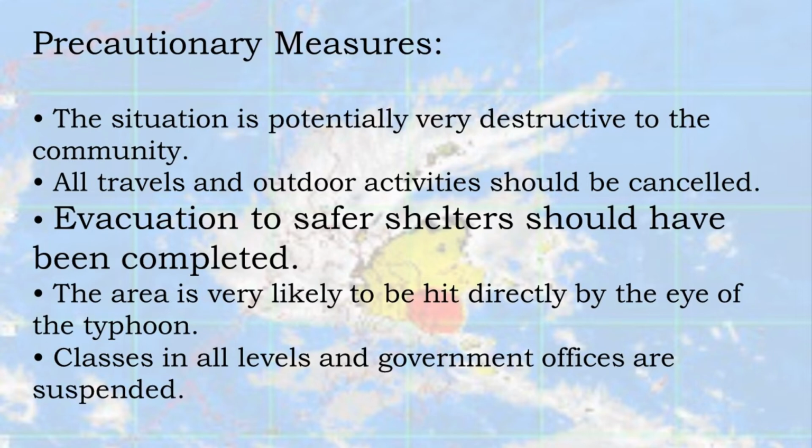Precautionary measures. The situation is potentially very destructive to the community. All travels and outdoor activities should be cancelled. Evacuation to safer shelter should have been completed. The area is very likely to be hit directly by the eye of the typhoon. Classes in all levels and government offices are suspended.